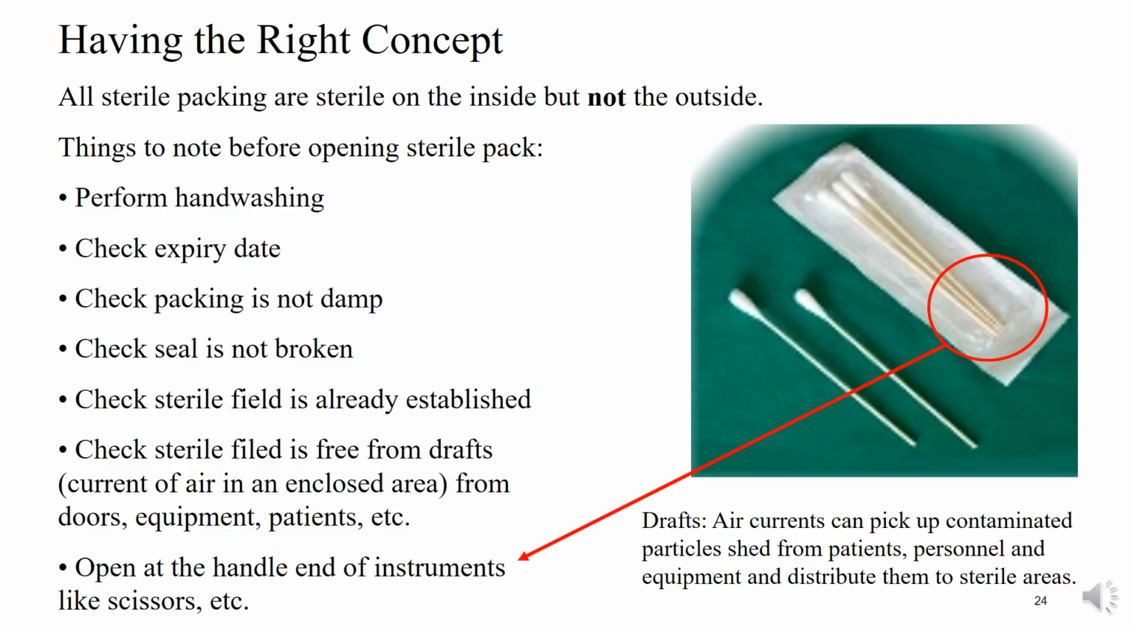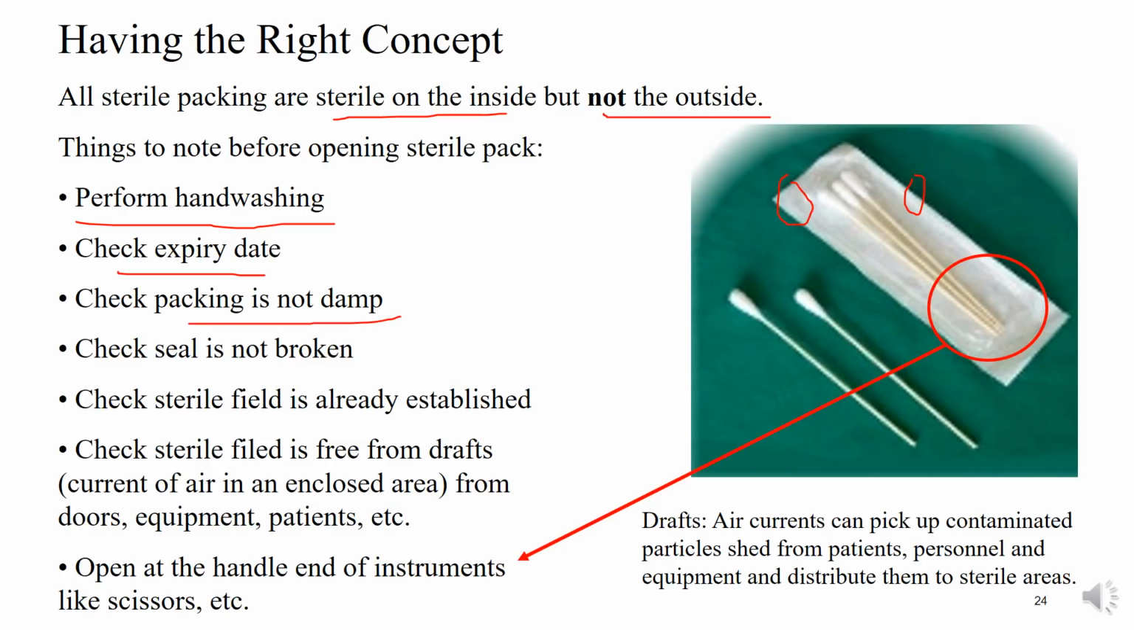All sterile packaging is sterile on the inside but not on the outside, because you can see bacteria on the outside here, right? So before you open any sterile pack, such as this pack of cotton buds, you should perform hand washing because you do not want to transfer bacteria from your hands to the package. You must also check the expiry date. Like I said, after autoclaving, the materials are only sterile for about a month. There's an expiry date. Check the expiry date.